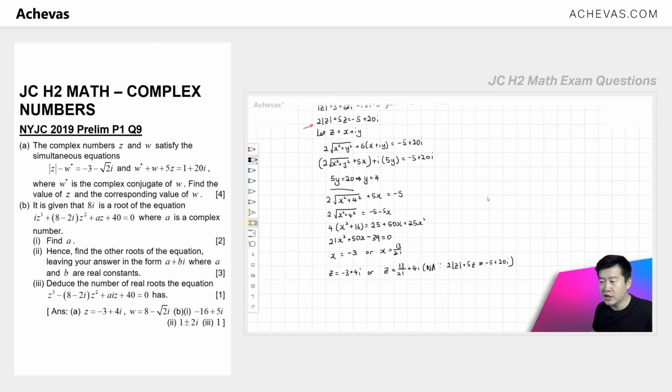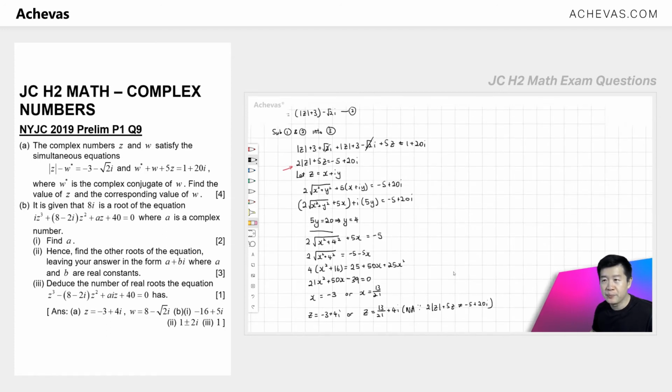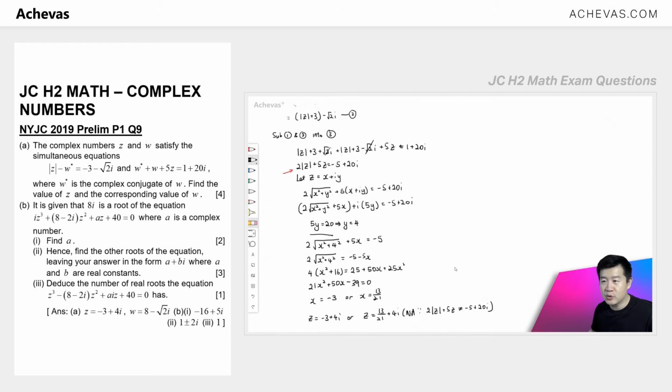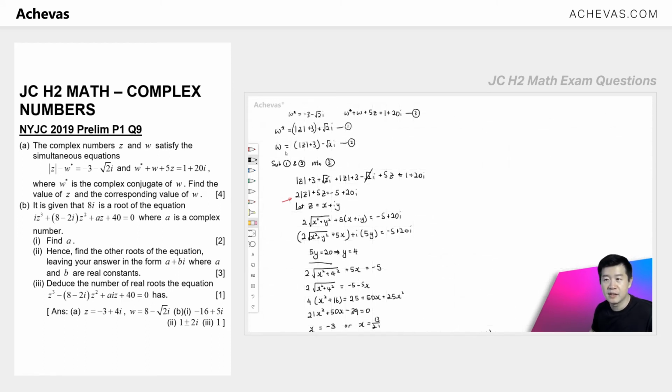So now we have rejected one value of z, which means that we can make use of this z and we substitute it back into w to get the value of w. So which w should we be using? Let's make use of this. So w, we already know z is equal to minus 3 plus 4i.